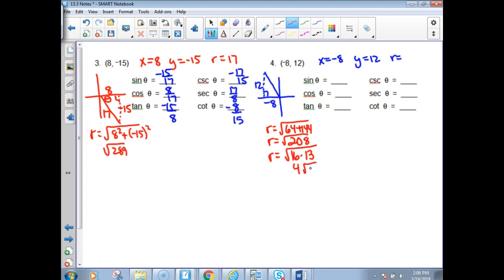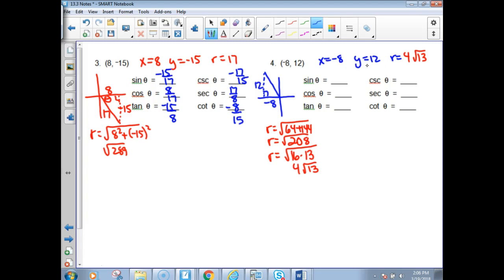4 square roots of 13 is the r value then. Okay, so these are going to get a little messy. Now, what I suggest you do, and I wish these blanks were separated a little better, is just write them. Don't rationalize them right away until you do the reciprocals. Then go back and rationalize any that you should.